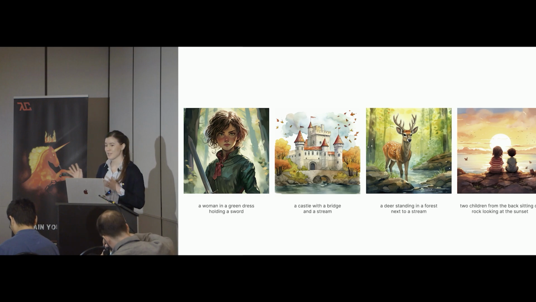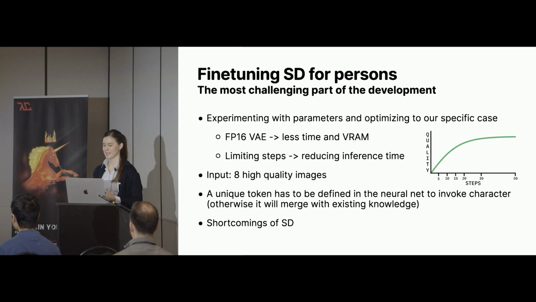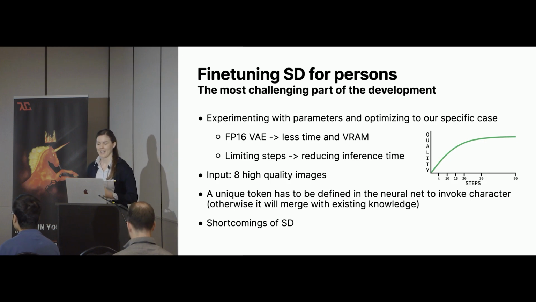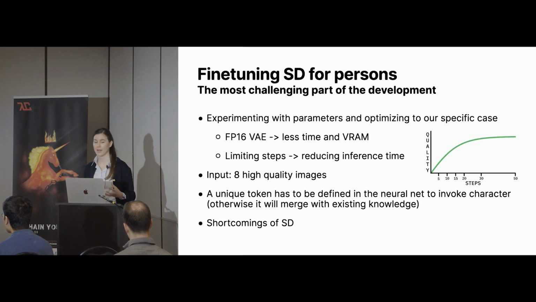So that was our goal, and our goal was also to be able to create pictures of persons where the persons are recognizable but not too realistic. So the next step was fine-tuning Stable Diffusion for persons. This was the most challenging part of the development and took much of our efforts, because we used LoRA again, but since this fine-tuning happens by the actual user of the app, it has to be very optimized.